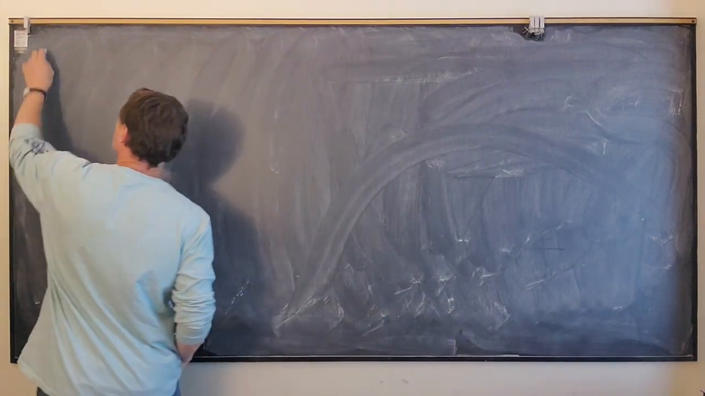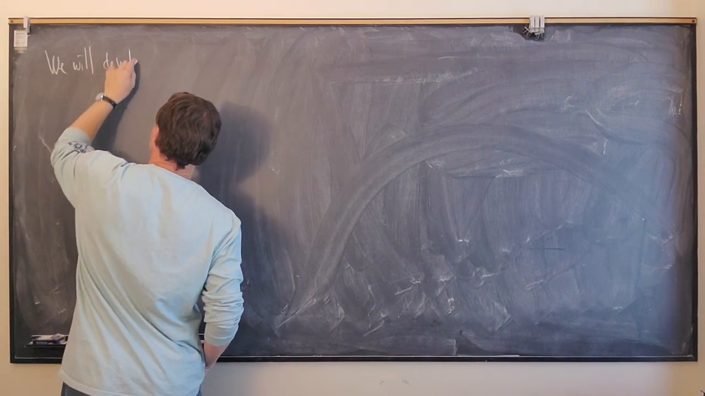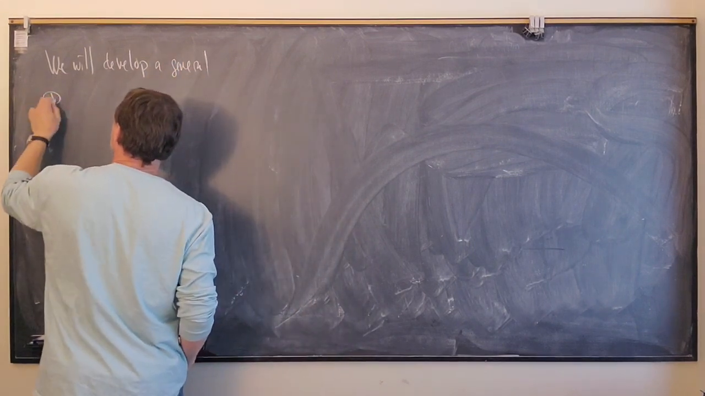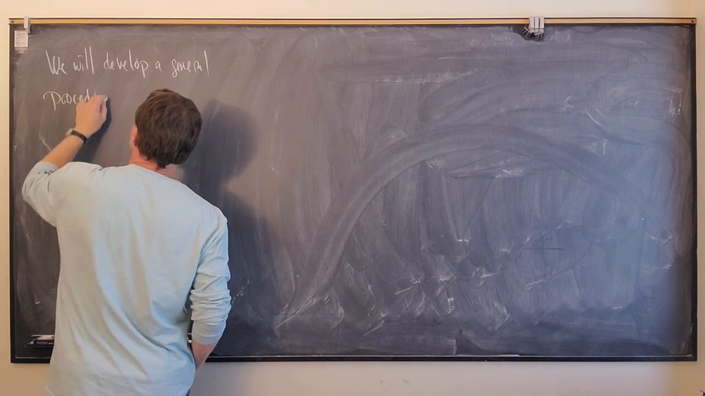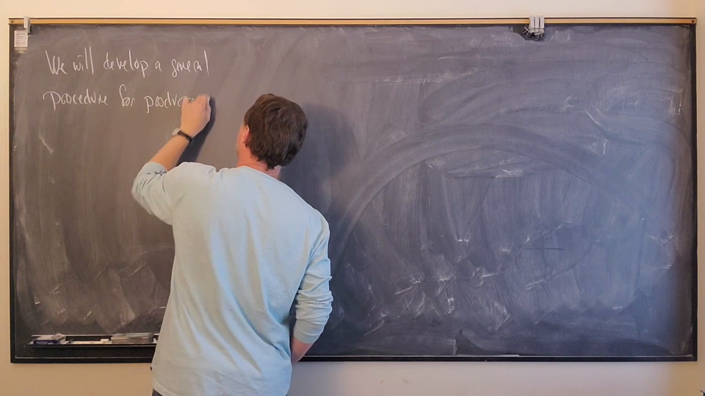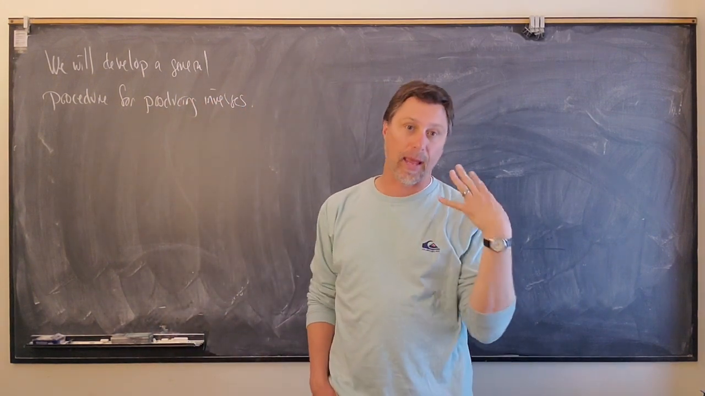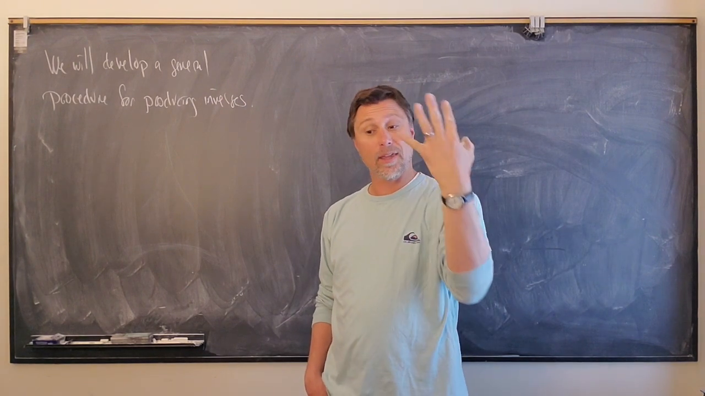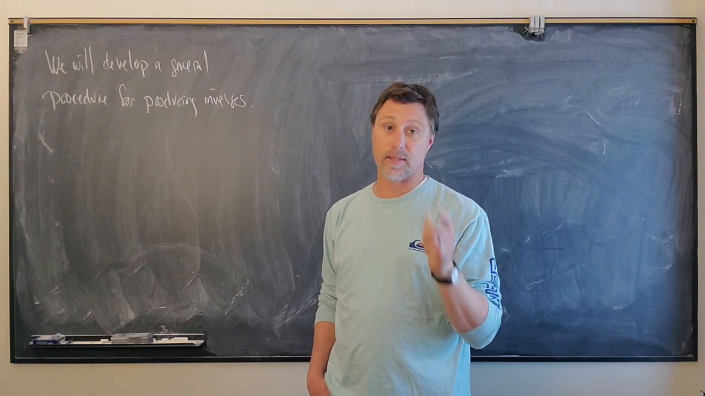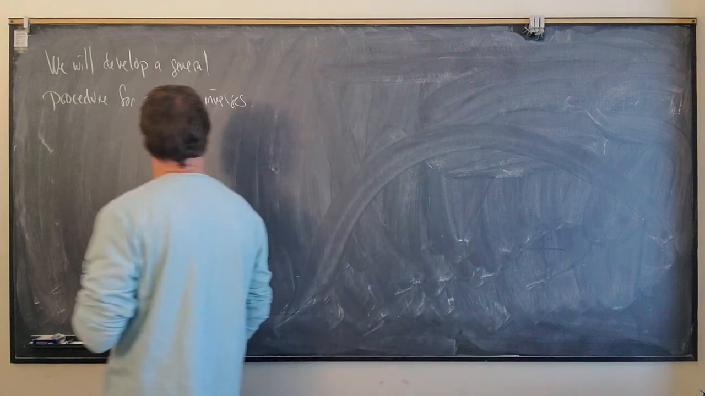So we will develop a general procedure for producing inverses. And in fact, this procedure will allow us to decide: if you're handed an n by n matrix, it will either produce the inverse or you will stop and say, this matrix does not have an inverse. It's a singular or non-invertible matrix. So we will develop a general procedure for doing this.